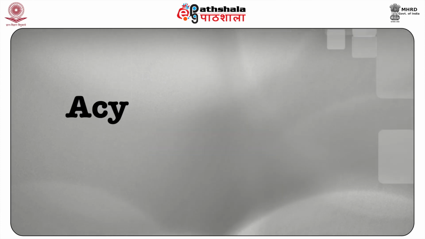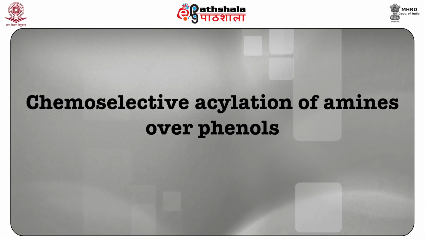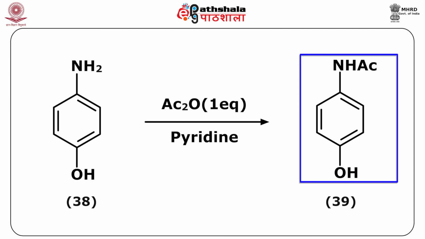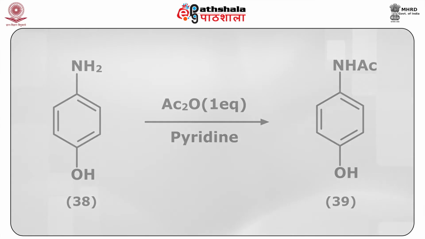the given reagents. Acylation reaction. Chemoselective acylation of amines over phenols. Acylation of 4-aminophenol, as depicted here in figure 38, in the presence of acetic anhydride and pyridine to give N-acylated 4-aminophenol 39. In this reaction, N-acylated 4-aminophenol is obtained because the amine group is more nucleophilic than the phenol, and as a result it gets converted to an acylated derivative while the OH group does not.